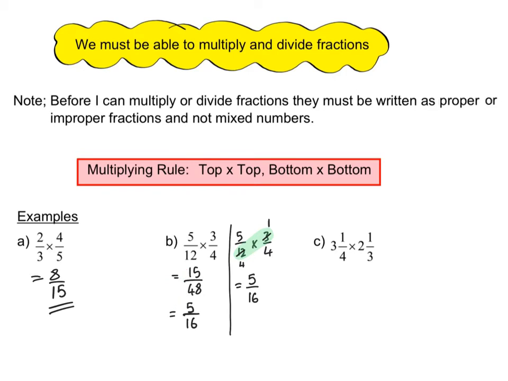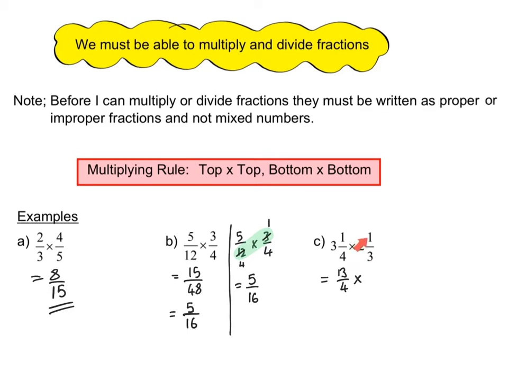We'll now have a look at example C here. And as we said at the start, before we can multiply or divide fractions, they must be written as proper or improper fractions and not mixed numbers. So straight away here I should recognise I can't multiply these two things together until I've got rid of the mixed numbers. So we're going to use what we did in our previous lesson. We're going to use that little algorithm. So 3 multiplied by 4 is 12. Add on another 1, that's 13. So that changes to 13/4. And that's multiplied by, let's see, we've got 2 times 3, which is 6.